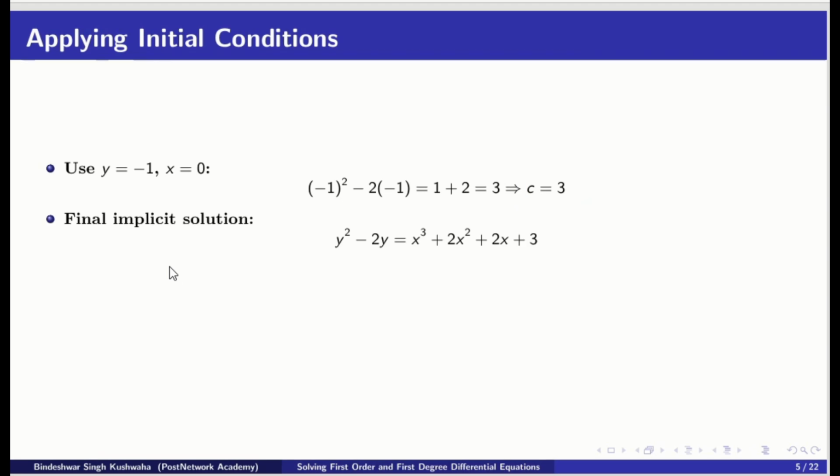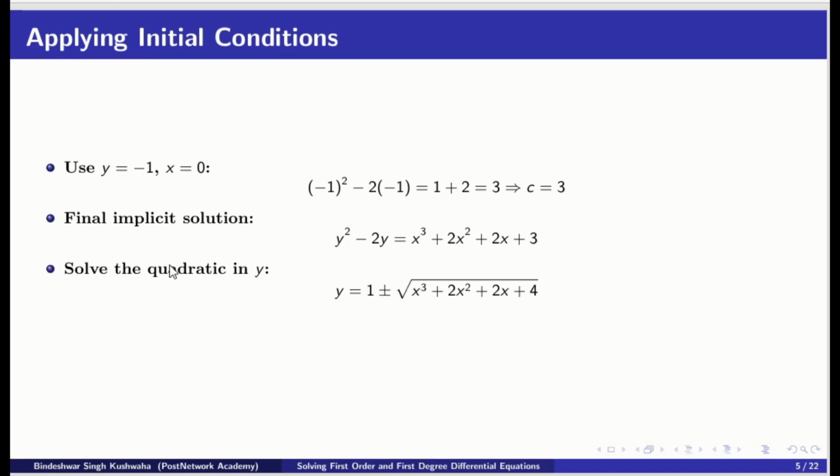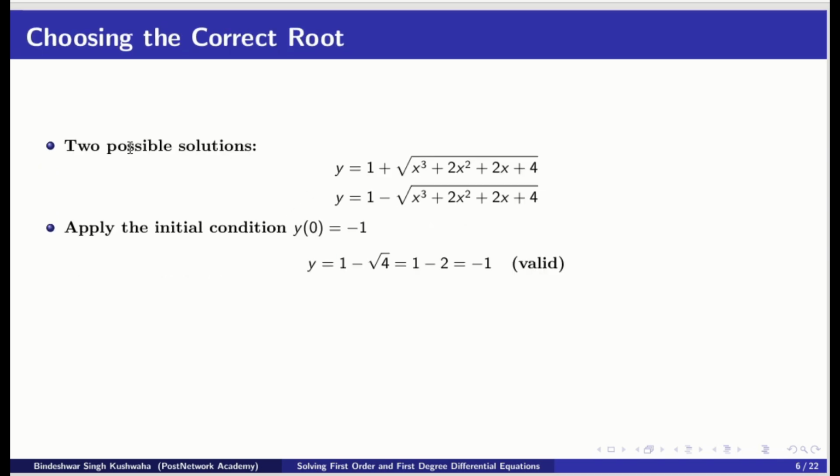Now the final solution we will have is y square minus 2y is equal to x cube plus 2x square plus 2x plus c, and the value of c we have got is 3. Now when we solve this equation, that means we put y on the left side and this on the right side, that would be the solution. And when we apply the initial condition, we will get the value of y as minus 1, and the solution would be here.